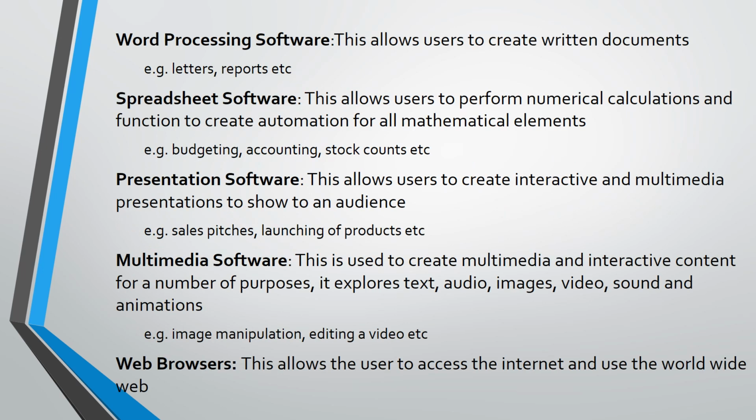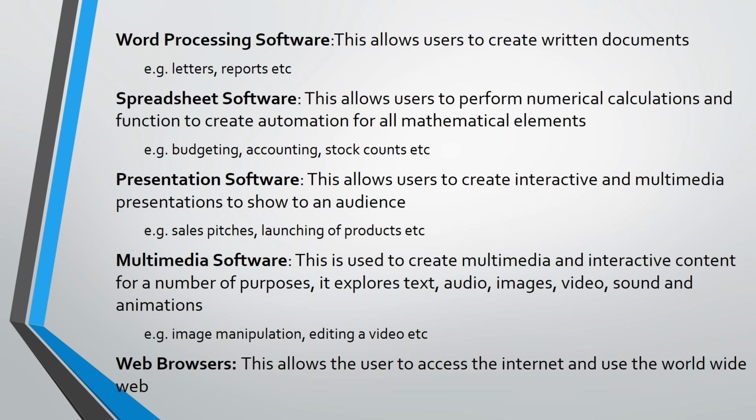The first is word processing software. This allows users to create written documents, letters, reports, applications, anything. We can use MS Word for this purpose. Spreadsheet software allows users to perform numerical calculations and functions to create automation for all mathematical elements. We can use Excel for this purpose and it will help us in different ways, for example, budgeting, accounting, stock counts, etc.